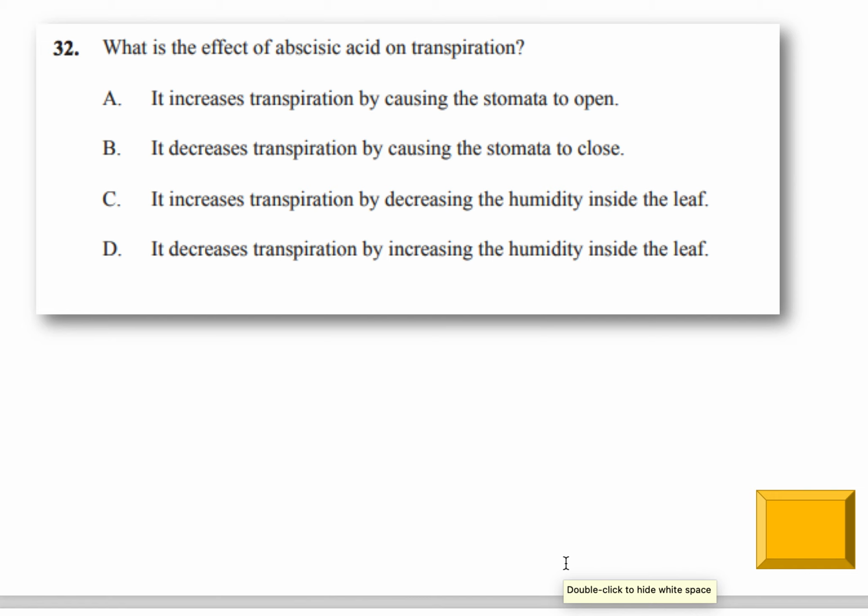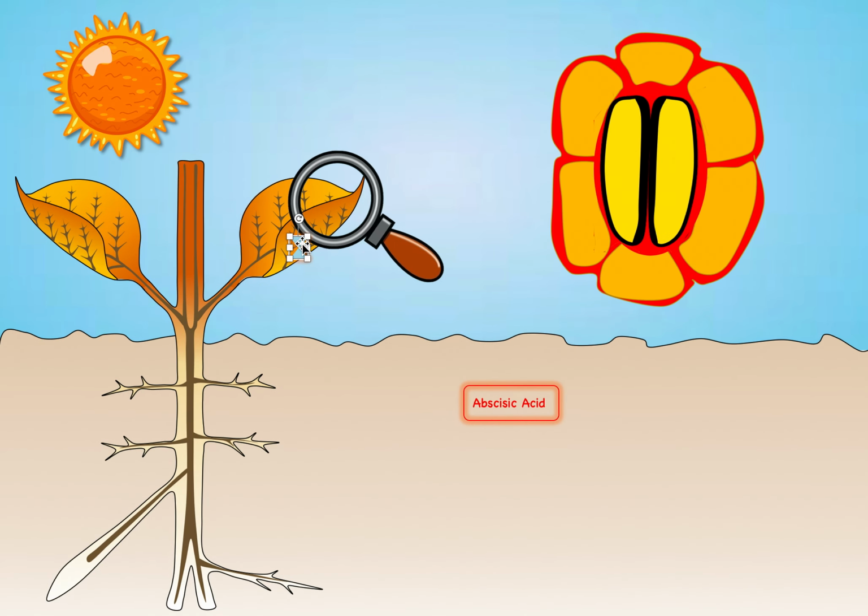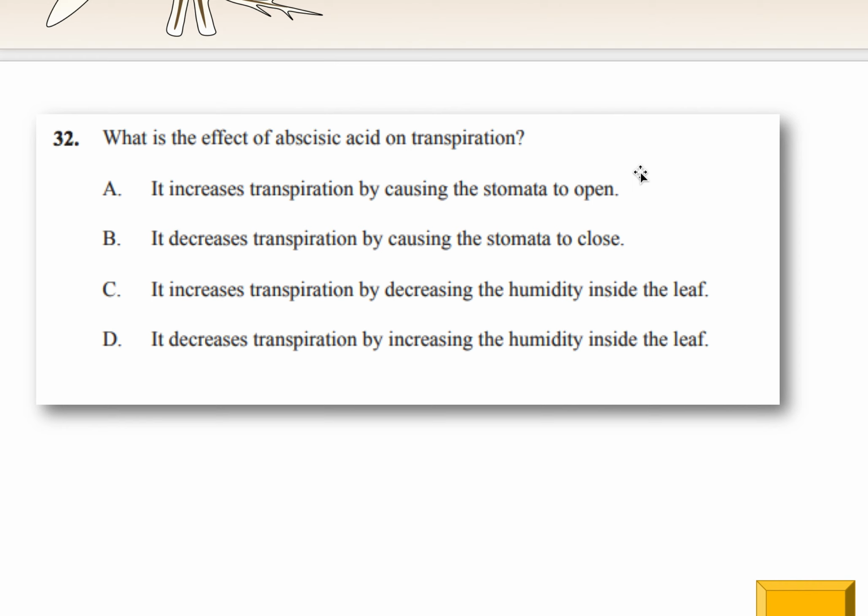Okay, right, next one. Again, we're still continuing on with this abscisic acid. What is the effect of abscisic acid on transpiration? So how does this molecule affect sweating in plants in a simple sense? We know it causes the closing of the stomata, right? In its presence, the stomata closes, meaning transpiration is decreased, right? Sweating is decreased.